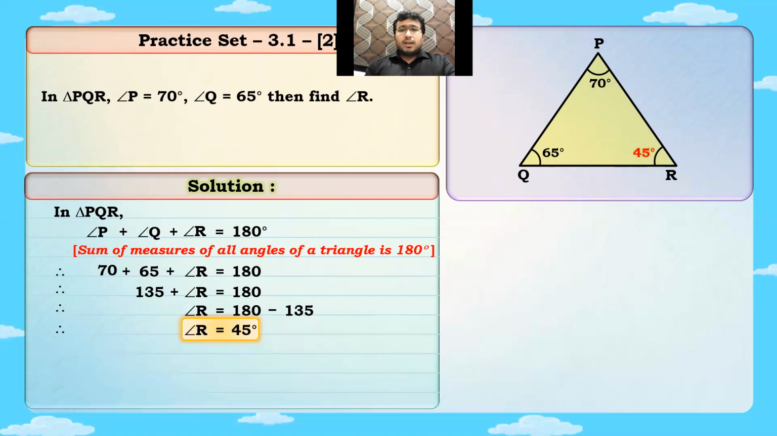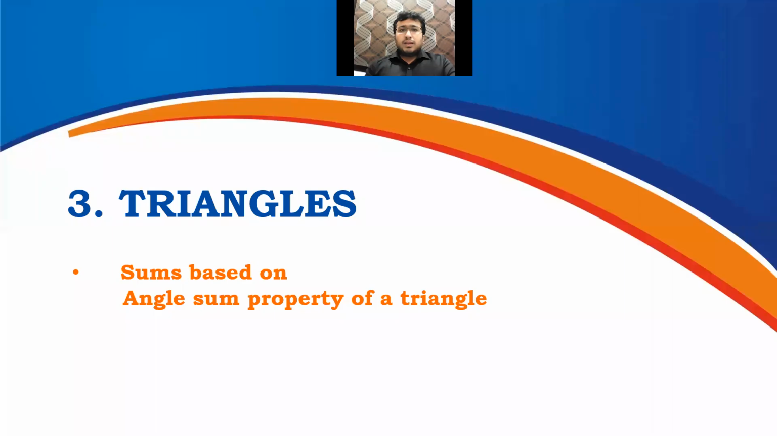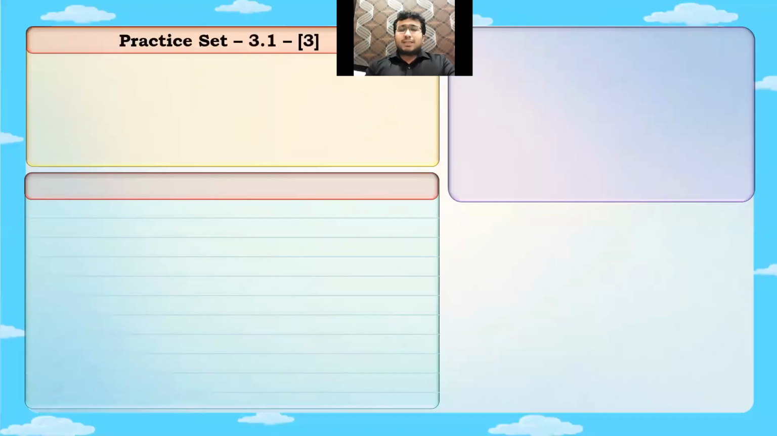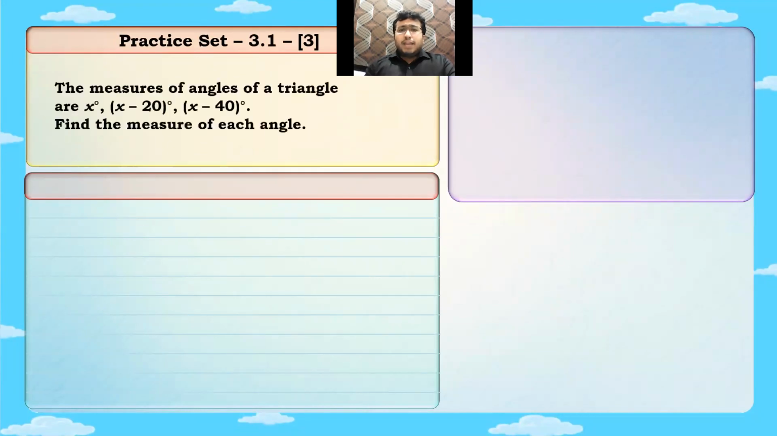Okay, let us start with the next sum. Students, we start with the next sum, that was practice set 3.1, question number 3. A very important sum from your school semester's point of view. Okay, so students, the question says the measures of angles of a triangle are x, x minus 20 and x minus 40. Find the measure of each angle.